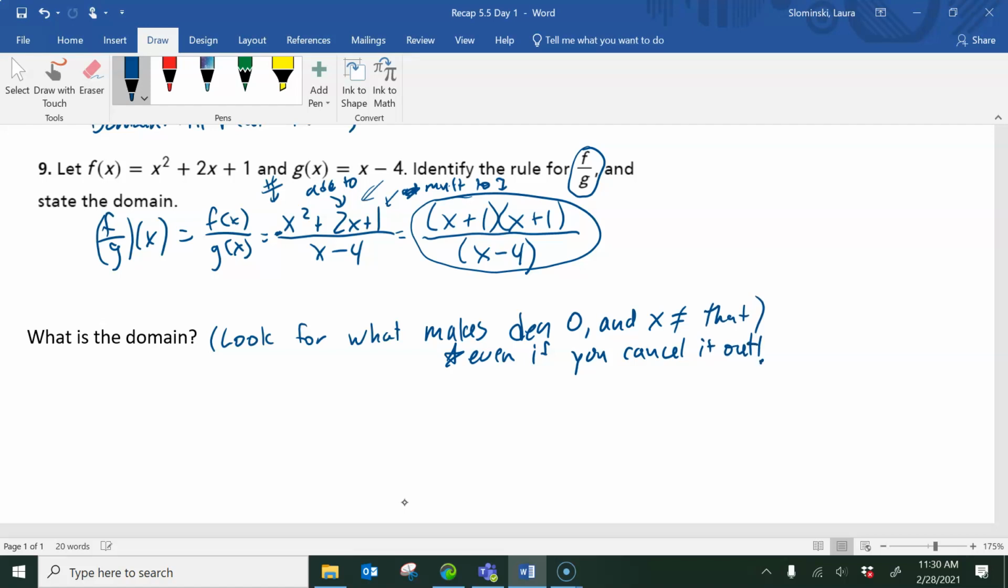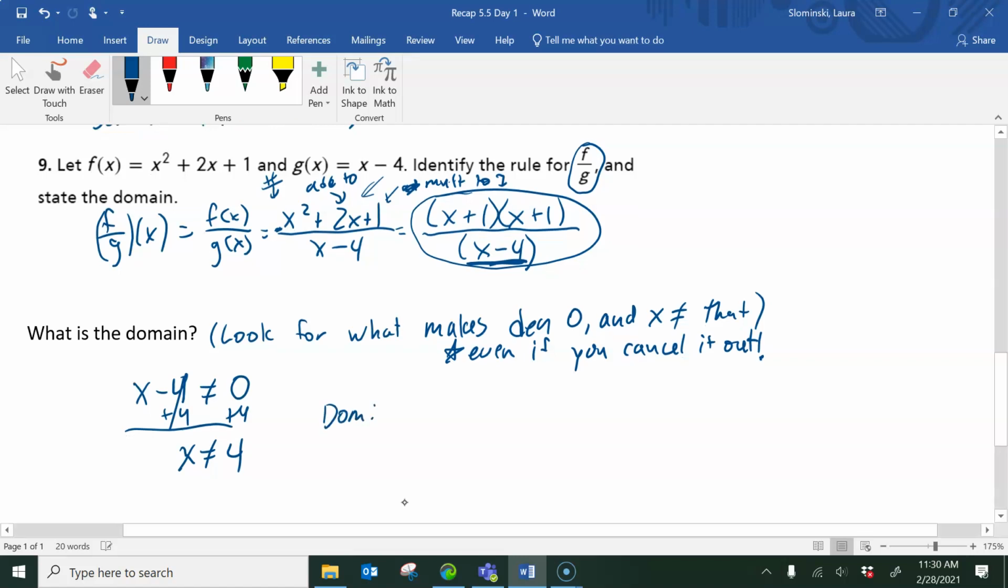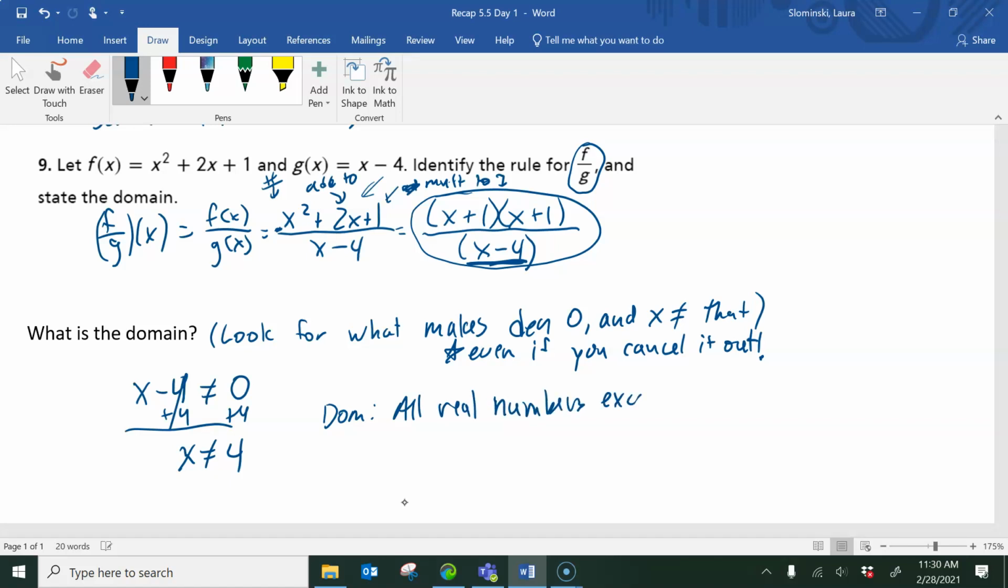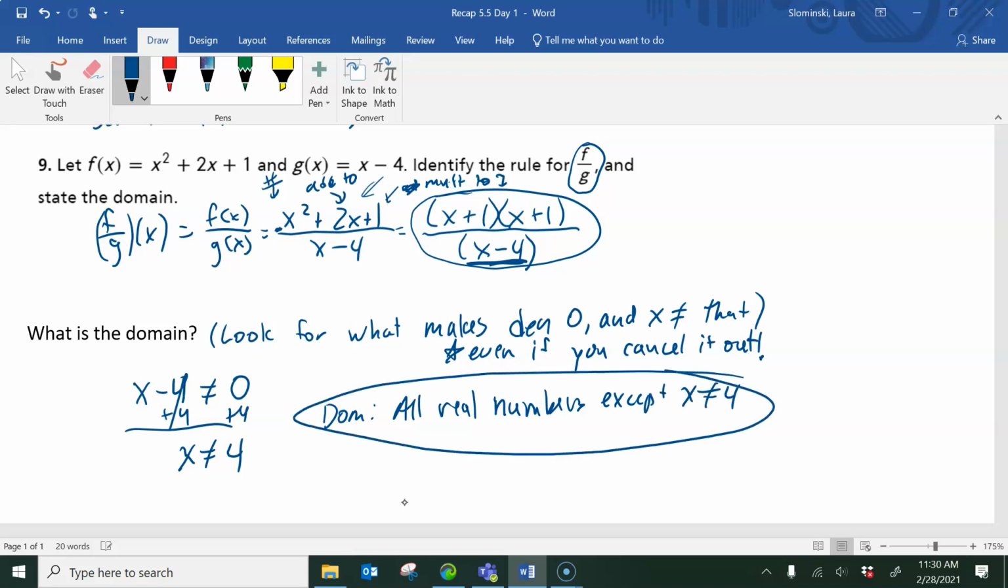Okay? So what I mean by that is when I look at this function, my f divided by g, I have x minus 4 in the denominator. That can't equal 0 because we know we can't divide by 0. So the strategy is we solve it for x, so x can't equal 4. Okay, so my domain is all real numbers except x can't equal 4. Okay, so that'd be my domain for this particular answer.